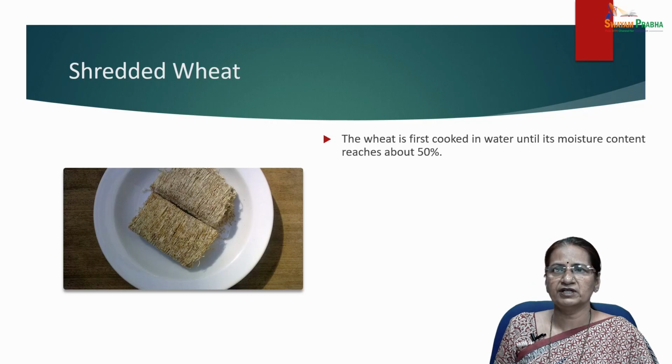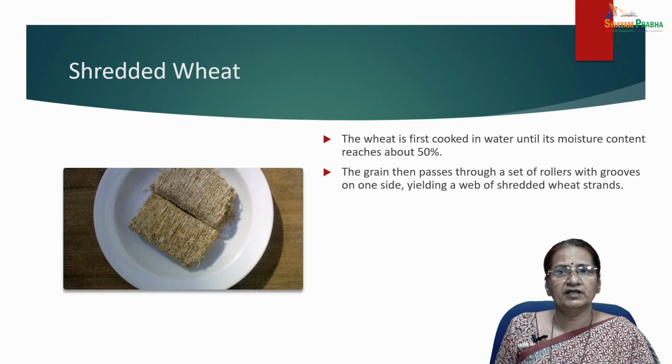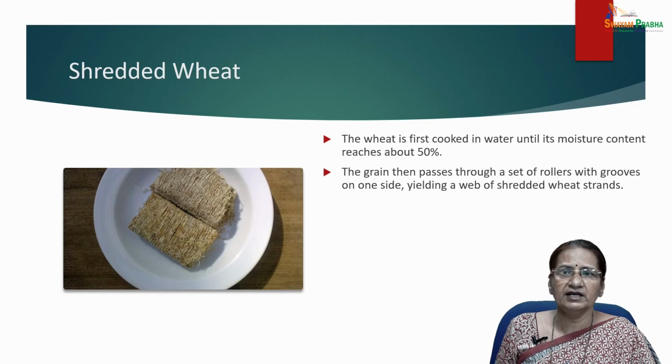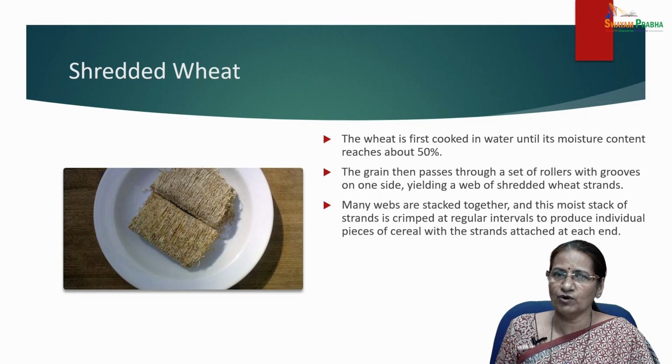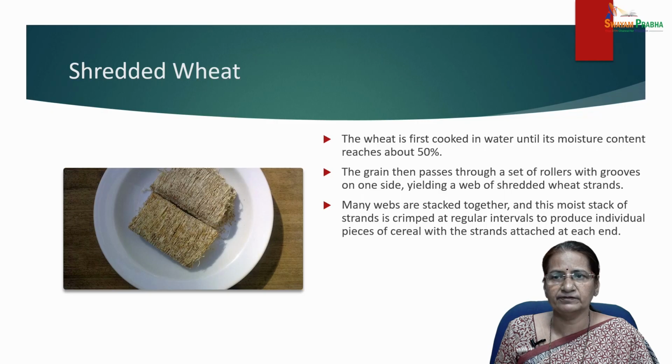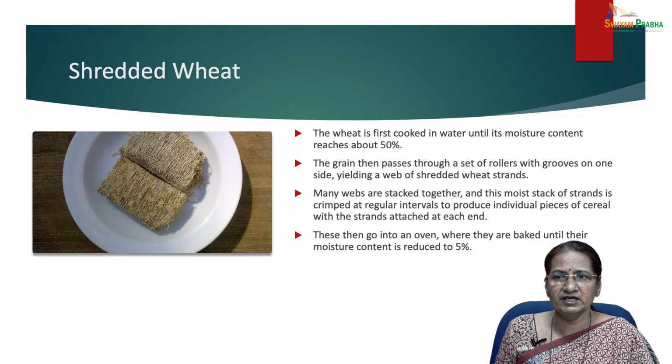The wheat is first cooked in water until its moisture content reaches about 50%. The grain then passes through a set of rollers with grooves on one side, yielding a web of shredded wheat strands. Many webs are stacked together, and this moist stack of strands is crimped at regular intervals to produce individual pieces of cereal with the strands attached at each end. These then go to an oven where they are baked until their moisture content is reduced to 5%.